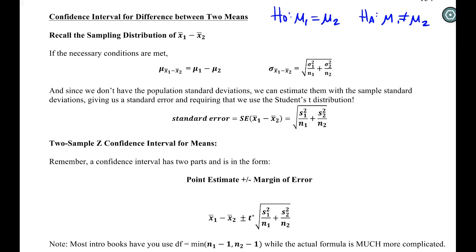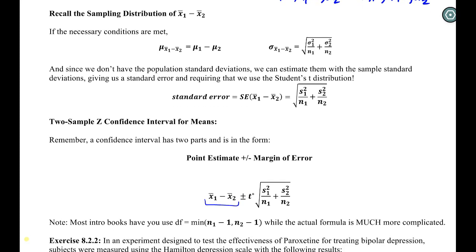So we've got a formula here. We have our point estimate. So here's what we think the difference in the two means is, plus or minus a margin of error, which is our critical value times some standard error. So the standard error formula is given above.